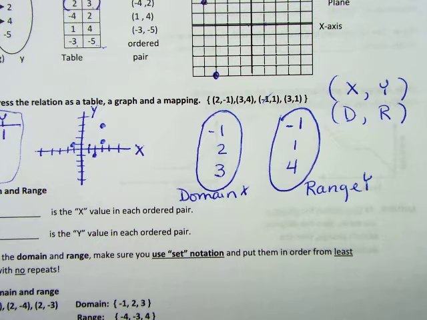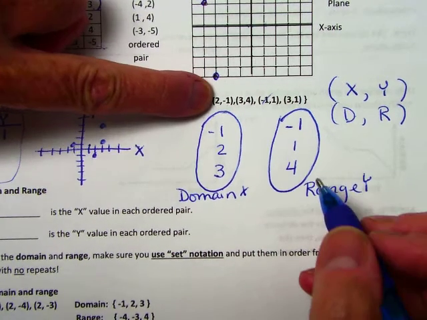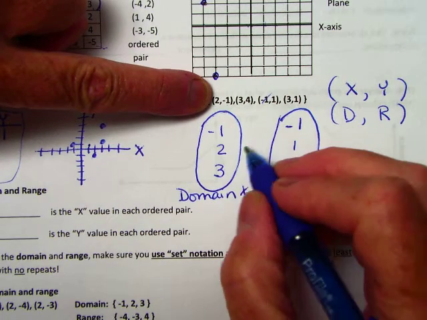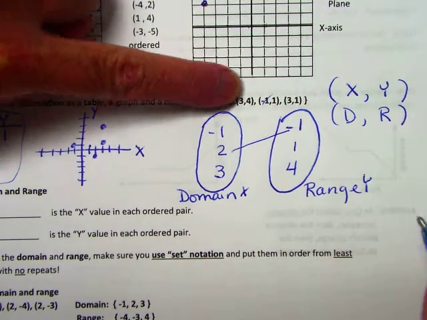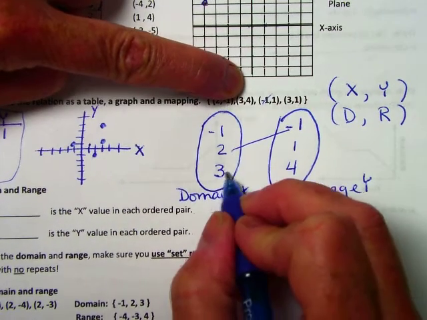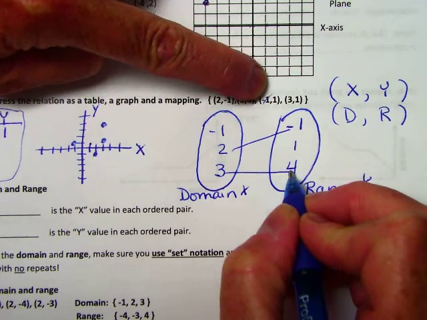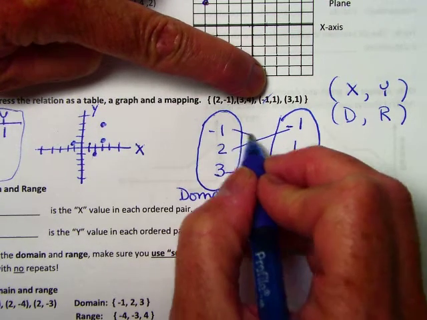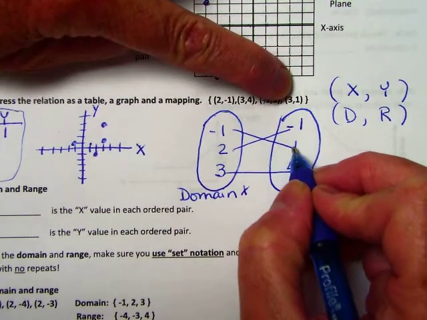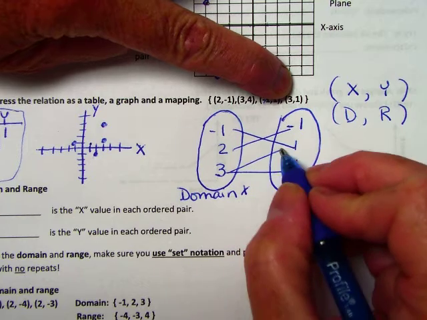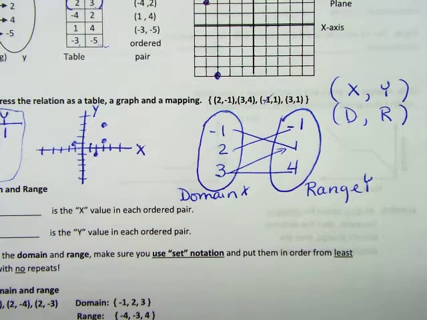Now remember, once you've listed them, you have to draw lines so you know who goes to who, right? So the +2 went with a -1. So draw a line. The 3 goes to the 4. The -1 goes to a +1. And then the 3 goes to the +1. And it's okay if you have 2 or 3 going out of the same number. It's okay. You comfortable with that so far?